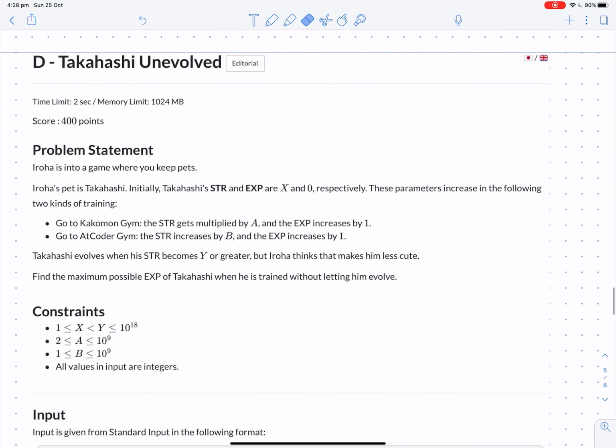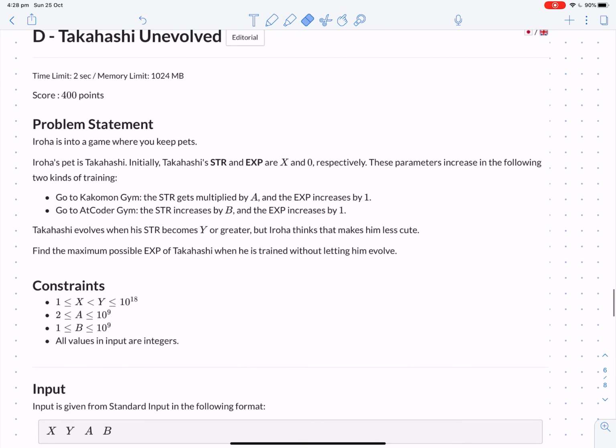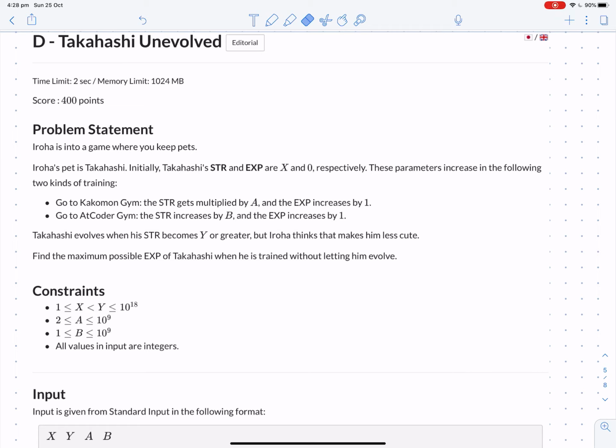Finally, question D. More complicated, but it's not too bad. So we've got a complex story. So Iroha is into a game where you keep pets. Iroha's pet is Takahashi. Initially, Takahashi's STR and EXP, so 2 variables, I imagine they stand for strength and experience or something, are X and 0 respectively.